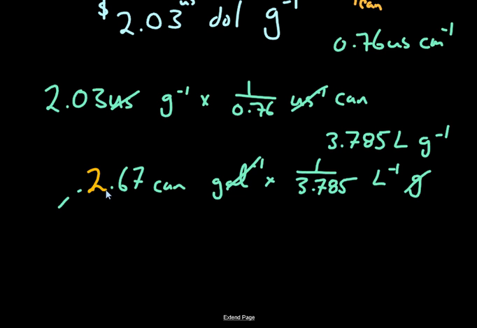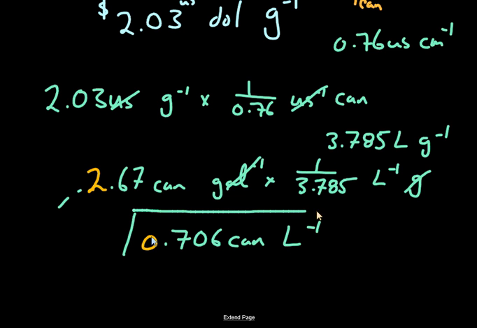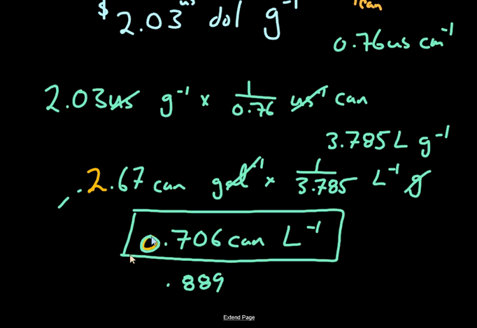2.67 divided by 3.78. And I get 0.706 Canadian per liter in Minneapolis. So is it cheaper? Yep, it is, because here, remember, it's 0.889. It's not crazy cheaper, but it's definitely cheaper. And that's probably mainly chalked up to differences in taxes, I would think. It's cheaper in the US, okay?